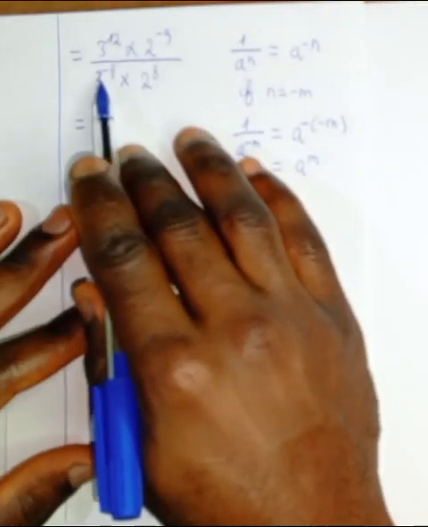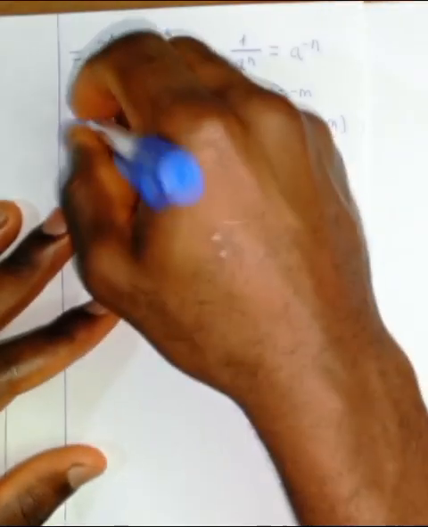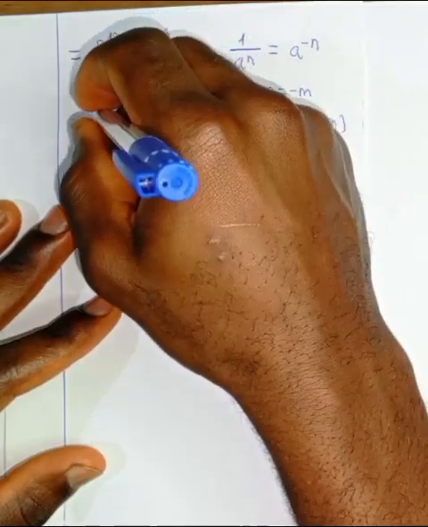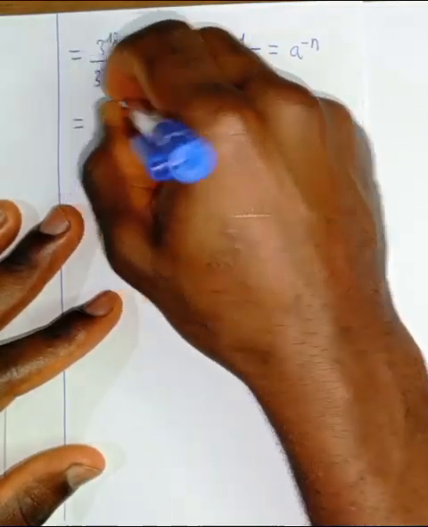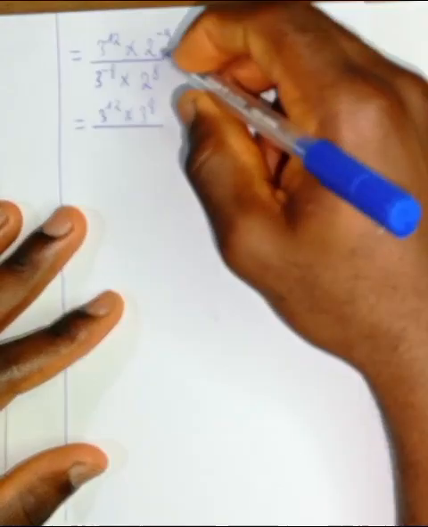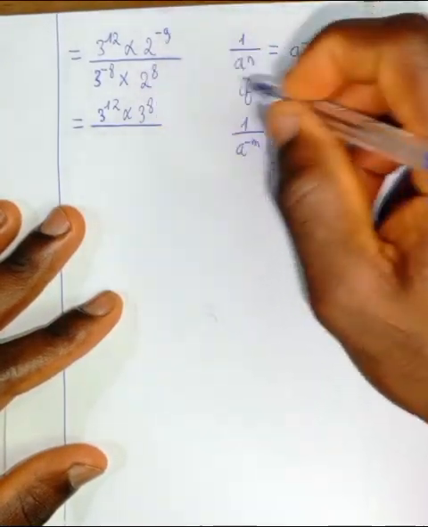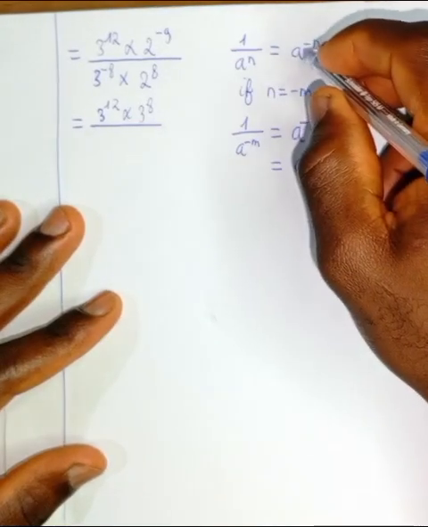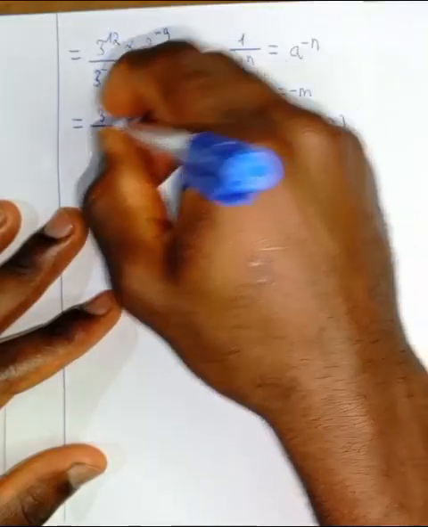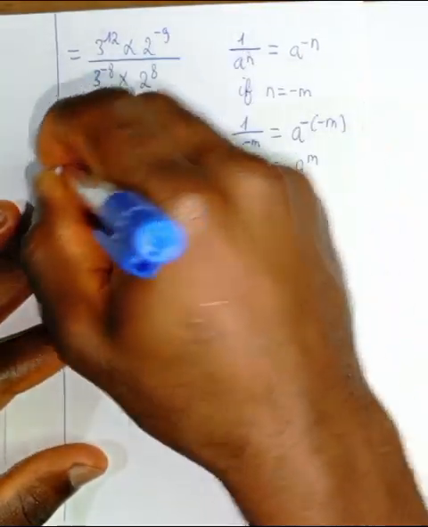It simply means 3 raised to the power negative 8, when it goes up, gives us 3 raised to the power positive 8. So this will give us 3 raised to the power 12 times 3 raised to the power 8 all over 2 raised to the power negative 9. When it goes down, by applying this, it gives us 2 raised to the power 9 at the denominator. So gives us 2 raised to the power 9 times 2 raised to the power 8.